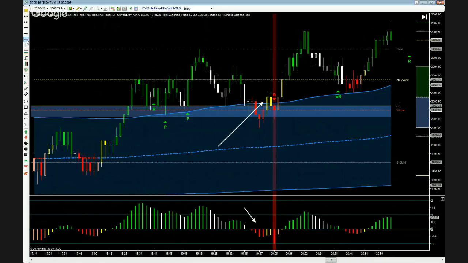And so much in the same way as for the long signals, we set the stop just above the high of the signal bar or the setup bar, whichever is highest, and then the entry is taken right here at the close of the down thrust bar. And as you see here, we are stopped out very quickly.